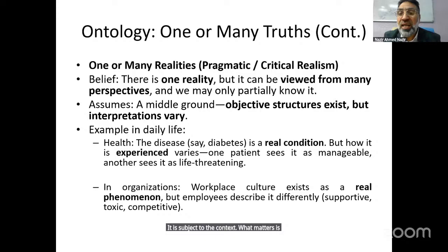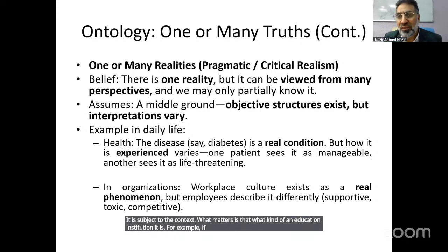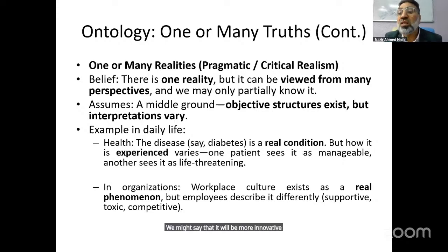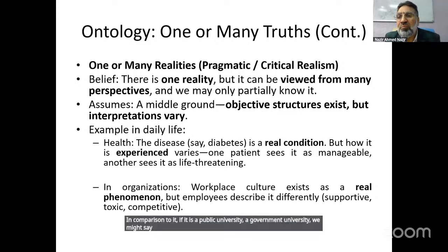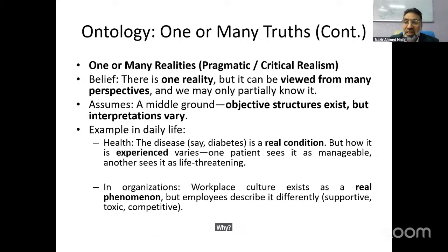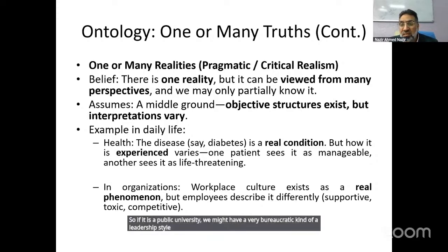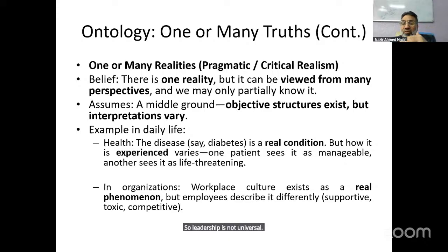What matters is what kind of education institution it is. For example, if it's a private one, we might say that a more innovative, more competitive kind of culture or leadership style exists there. In comparison, if it is a public, government university, we might say that a bureaucratic kind of leadership style exists there, not a transformational one. Why? Because leadership is not considered as one reality. Leadership depends upon the context in which we are talking about the style. So if it is a public university, we might have a very bureaucratic leadership style, and in a private one, a very transformational, innovative leadership style. So leadership is not universal. It would vary from context to context.